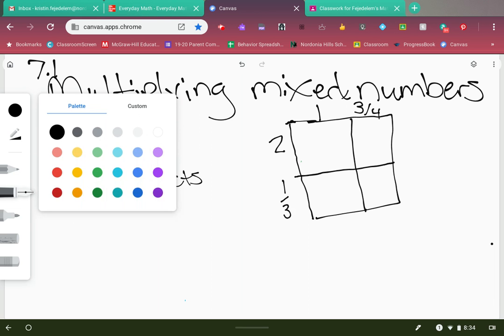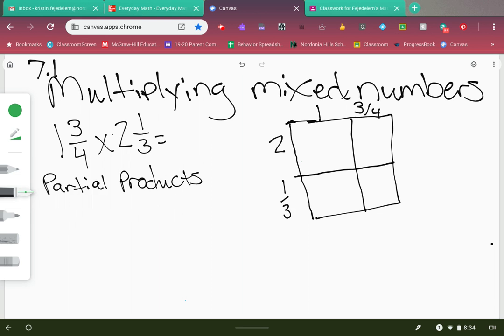So let's get to it. Our first box here is 2 times 1. So that's our partial product. Remember, we are listing out our partial products on the side, which is 2. And then let's go over here to our second box. We now have 2 times 3/4.